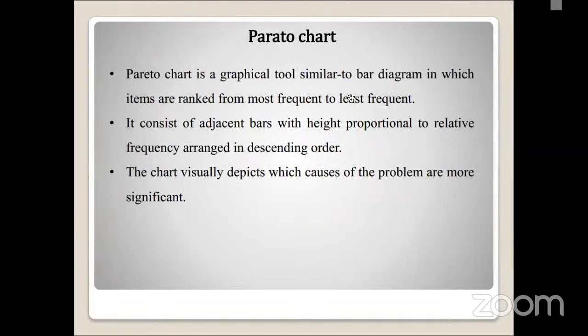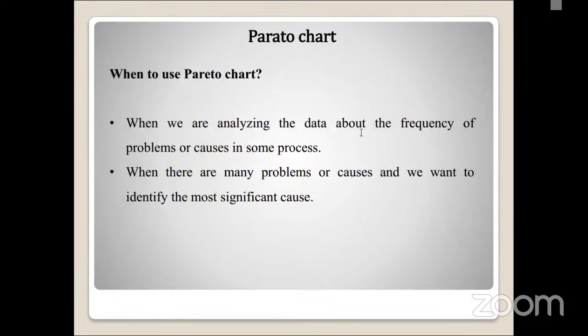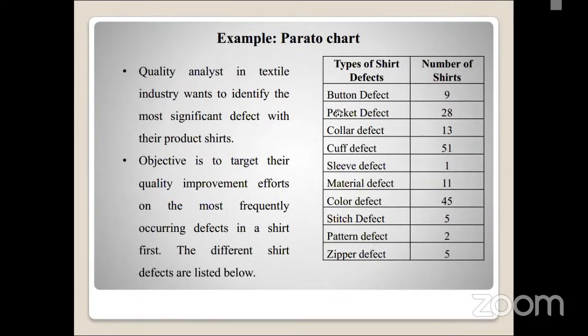So this Pareto chart looks similar to a bar graph, in which items are ranked according to their frequencies. But let us see one example directly. Quality analysis in a textile industry wants to identify the most significant causes of defects for their product, which is a shirt. Shirts are rejected due to different defects, for example button defects, pocket defects, collar defects. Different types of reasons are there for rejection of your product. So this is the data.